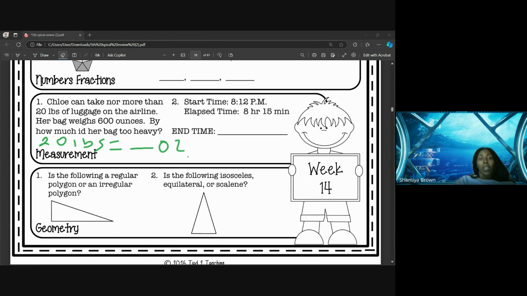And I know there are 16 ounces in a pound. So this is the bigger unit, and this is the smaller unit. So I'm going from a big to a small, from a horse to a fly. So I need to multiply. Since it's 16 ounces in a pound, I need to do 20 times 16 to see how many ounces 20 pounds would be.